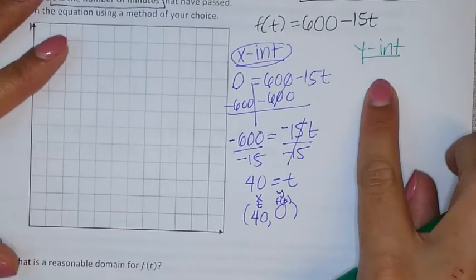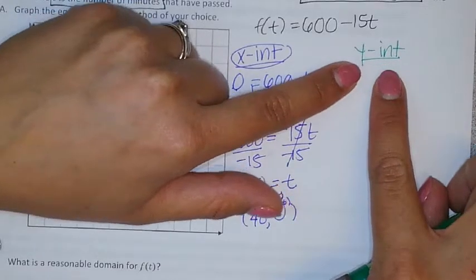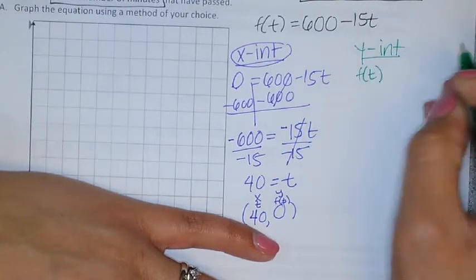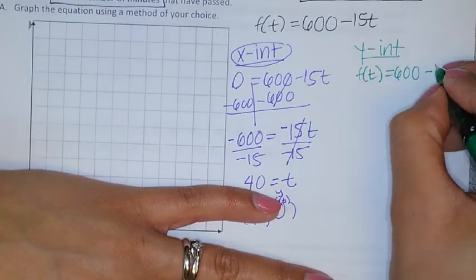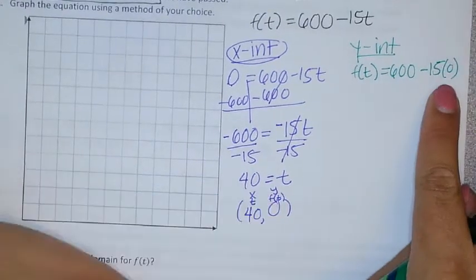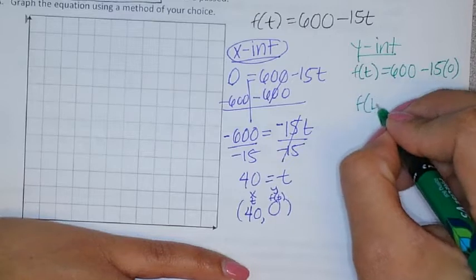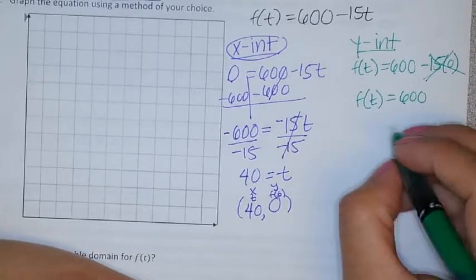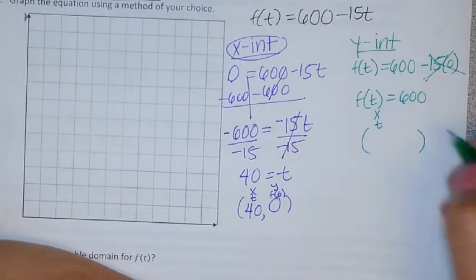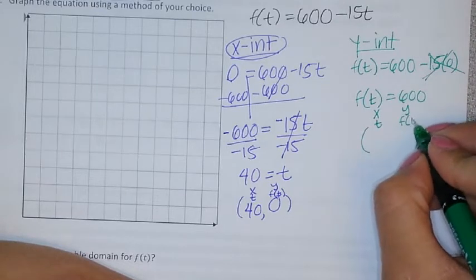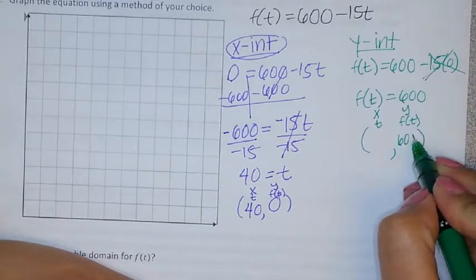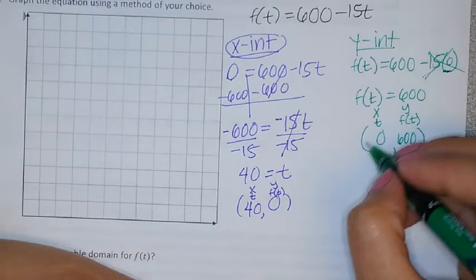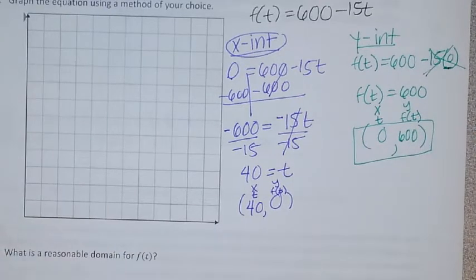I'm going to do the same thing with the y. If I'm solving for the y because I want my y-intercept, then I'm going to make the t, or the x, be 0. Okay, so t is 0, or x is 0. So f of t, or y, equals 600, because that's just 0. Okay? So if I write a coordinate point, x in this case is t. Y in this case is f of t. F of t is 600. And I made, remember, the x or the t be 0. So these are my two intercepts, my y and my x-intercept.